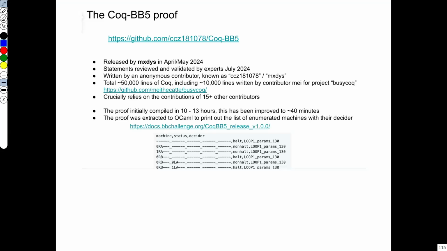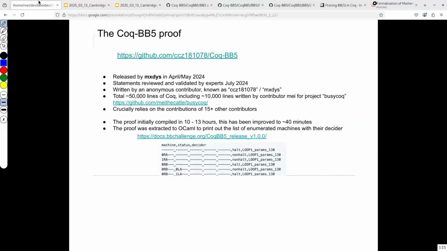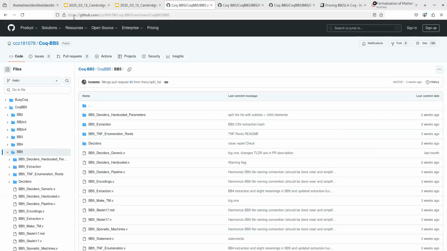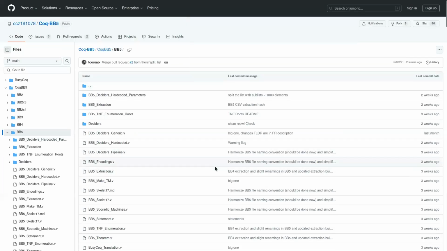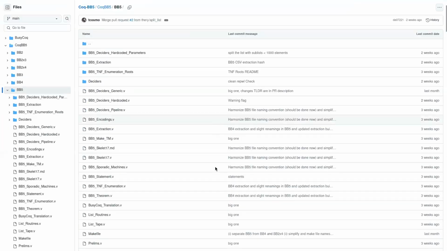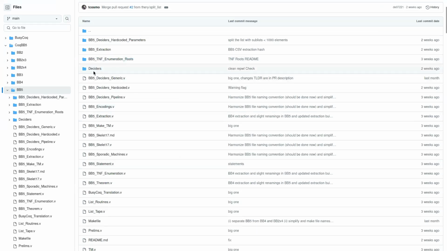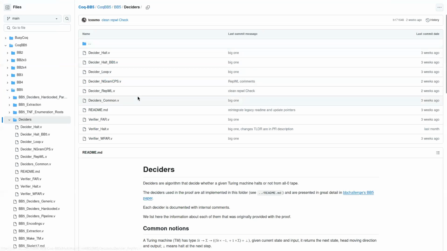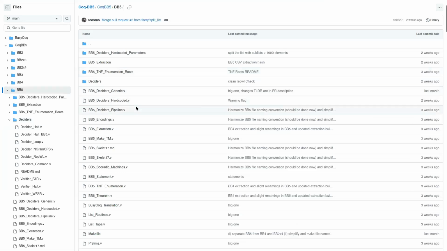So we don't have much time left, but I wanted to give you just a glimpse of the Coq proof. So the Coq proof is on GitHub. All the concepts that we have talked about, you can find the names in this folder structure, like deciders. If we click here, we have a folder with the implementation of all the deciders. So each of these files contains the implementation of the algorithm and the lemma that says the implementation is correct. And you also have the TNF enumeration. So all the files that mention TNF do that.